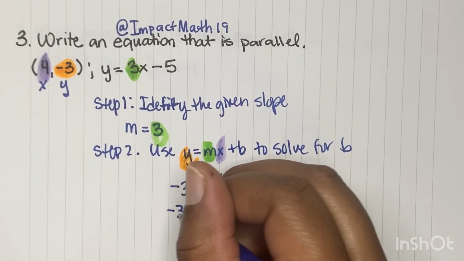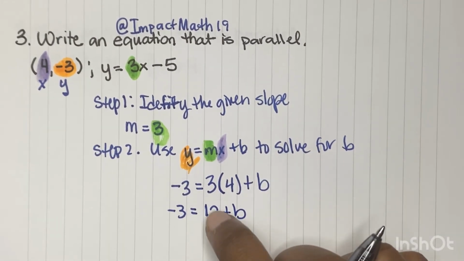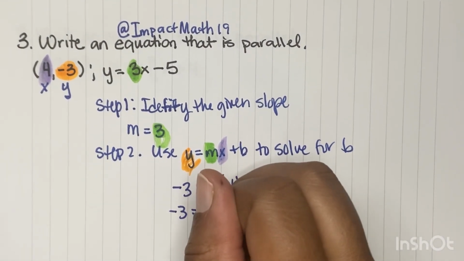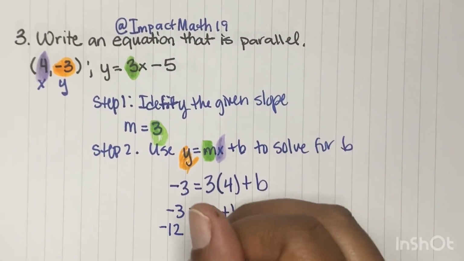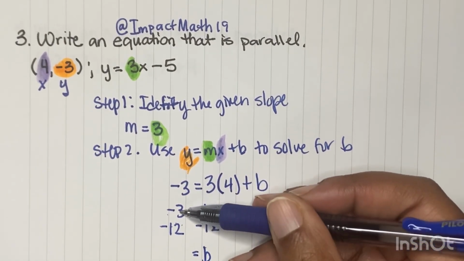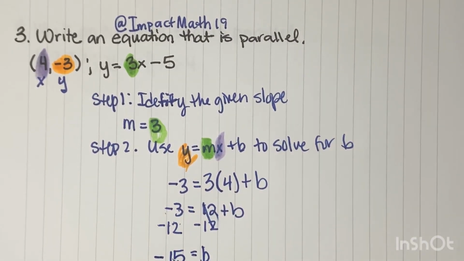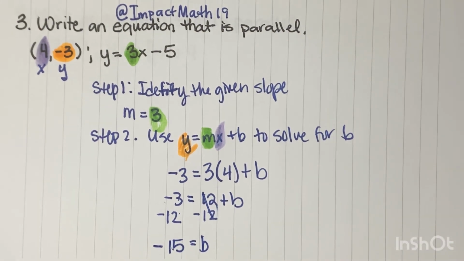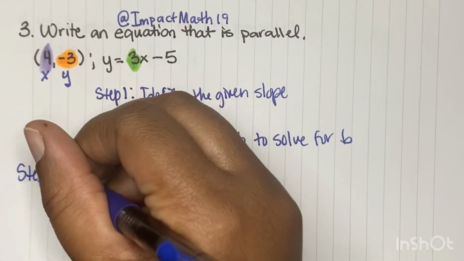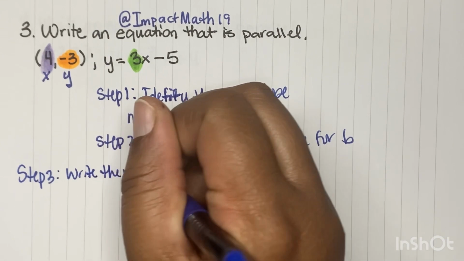Now we have -3 equals 3 times 4 is 12 plus b. And we want to get this positive 12 to the other side. So we're going to minus 12. And then b equals -3 minus 12. Somebody owes you $3. They say, let me get 12 more. They owe you a total of 15. Okay. So we solved for our b. Last step. Now we just have to write the equation. Write the new equation.